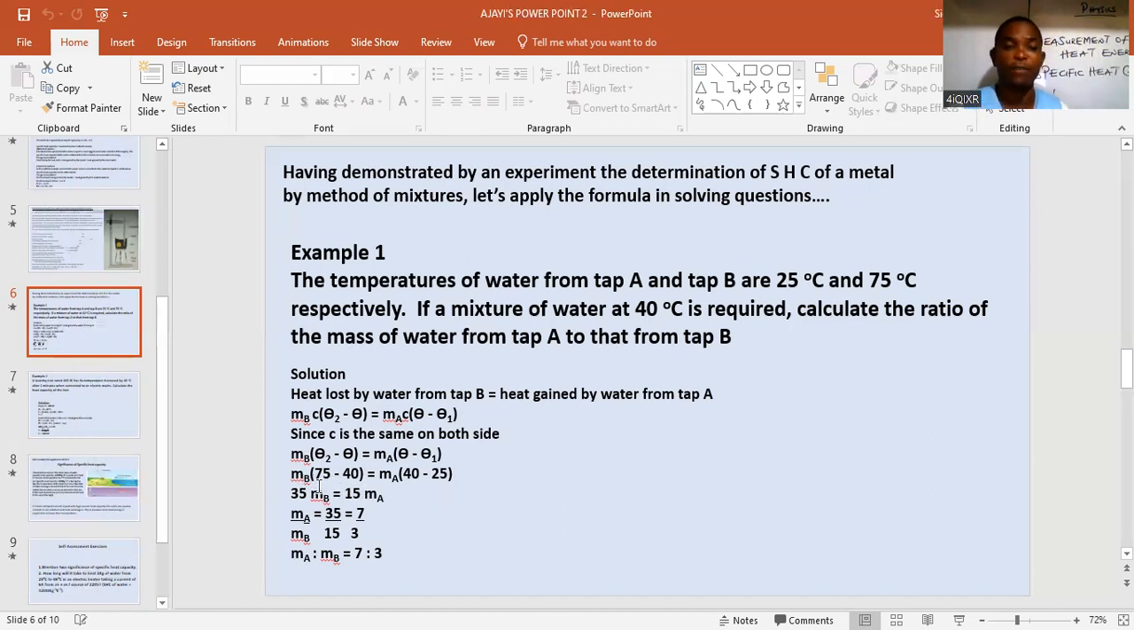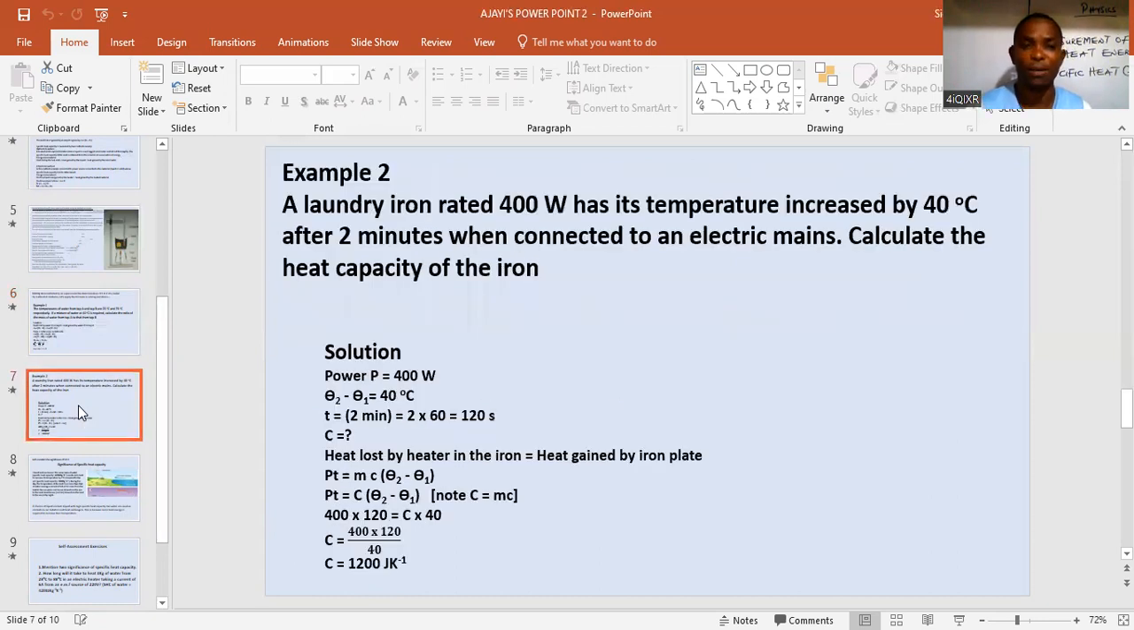We shall have MB times 75 minus 40 equals MA times 40 minus 25. Since we are looking for the ratio of tap A to that of tap B, from the screen here, 7:3 will be the ratio of water from tap A to that of water from tap B. Let us look at another example.